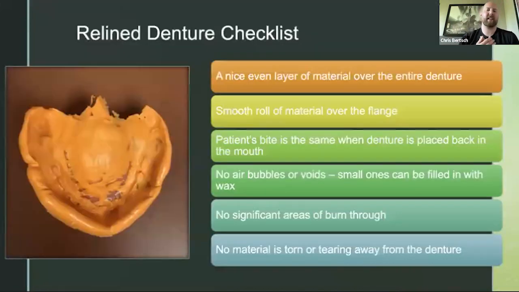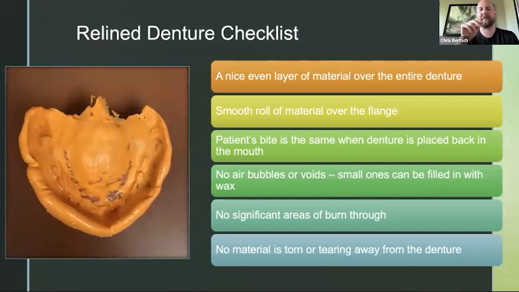This is my reline denture checklist, so everything I look for. I want a nice even layer of material. Oftentimes I look for areas of burn through, but just small areas and kind of like in a tripod formation if possible. But if there's no burn through, meaning the denture doesn't touch the tissues anywhere, I find that a little suspicious.